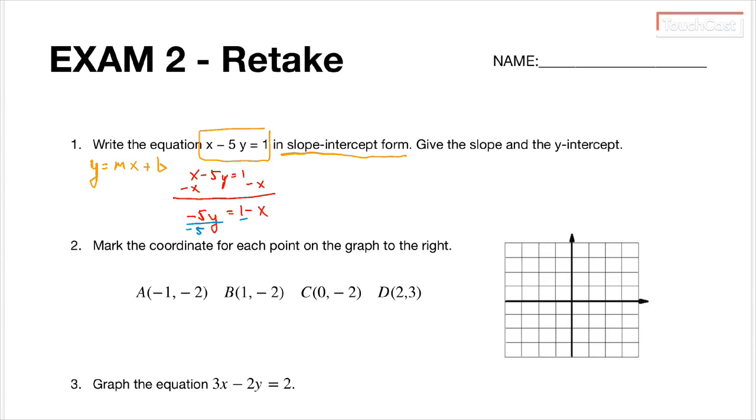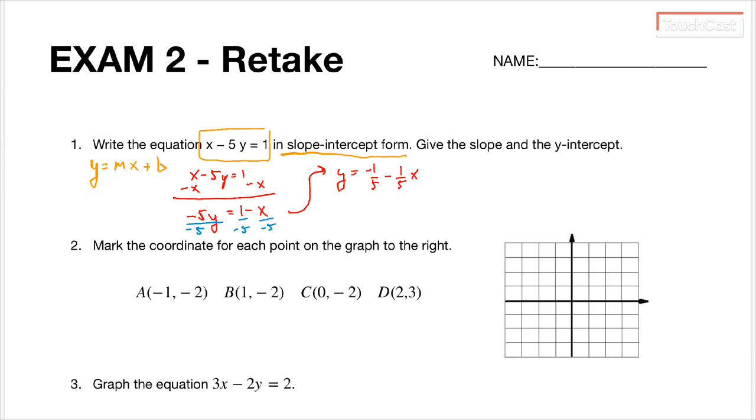But what I do to that side, I need to do to every term on the other side as well. So this becomes a negative 5 over negative 5 here. And now if I rewrite it, I should get y equals negative 1/5 minus 1/5 x.